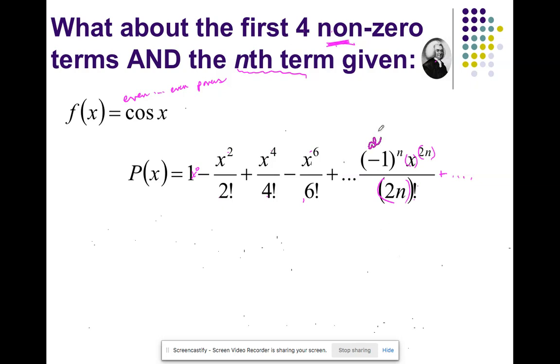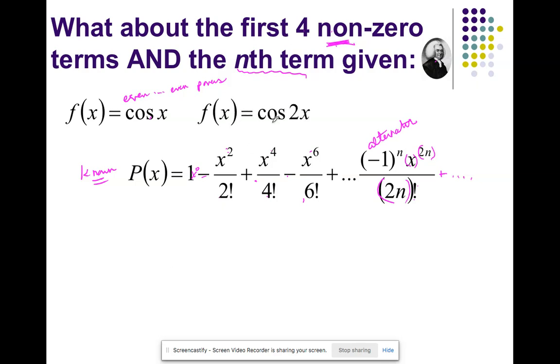And then this is my alternator. So that I built from scratch, but now I know it. Hopefully you want this to be one of your known. You want cosine x to be a power series you just know. You don't have to build it. Even powers, alternate the signs.